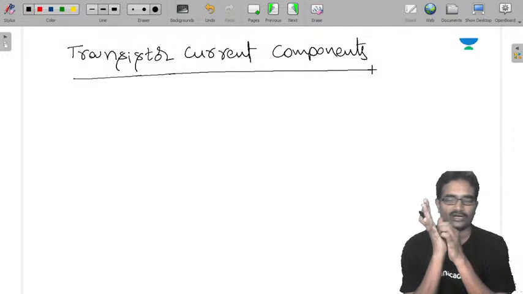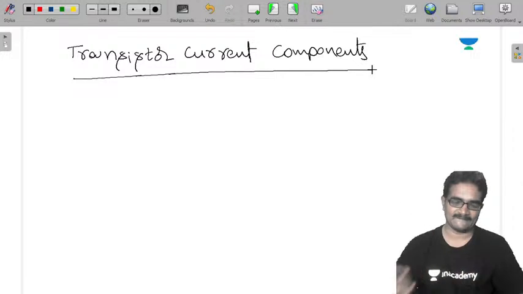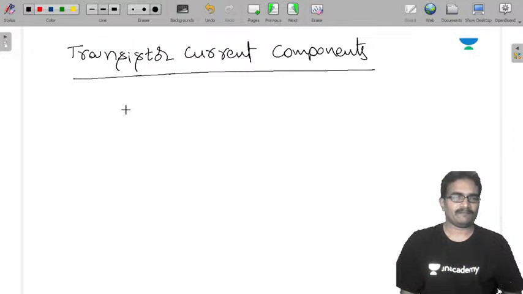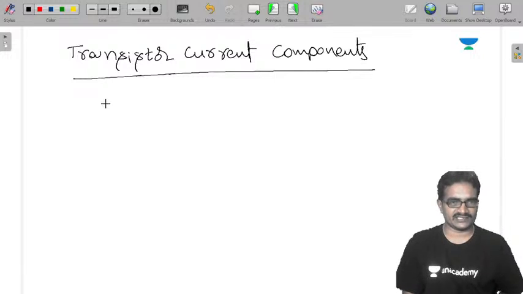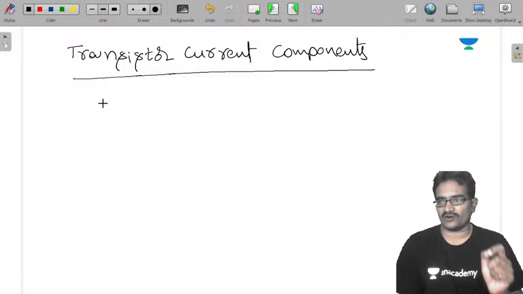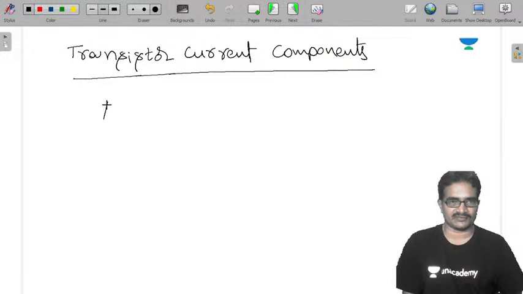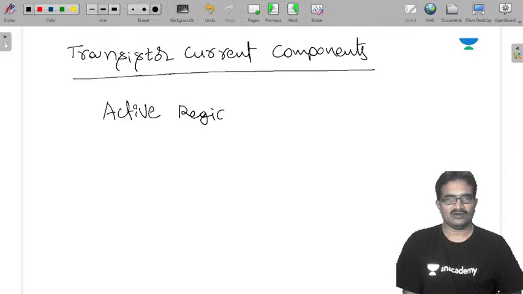Transistor current components. See, we know that the default region of operation of a transistor is the active region. By default, your transistor is going to be operated in the active region. What is the meaning of active region?